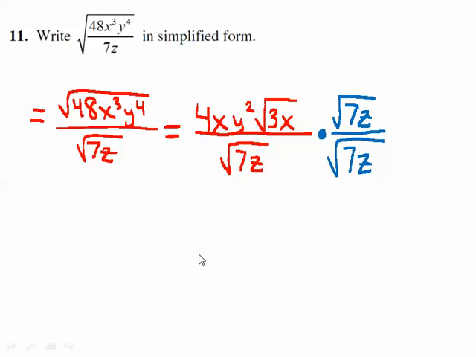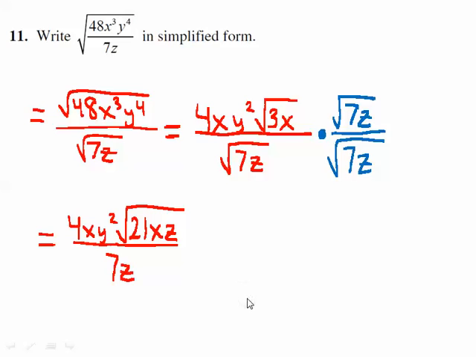And hopefully finished already here. Let's see what happens here. On top, there's a 4xy squared. Multiplying these guys together makes a 21xz. On the bottom just becomes a 7z.